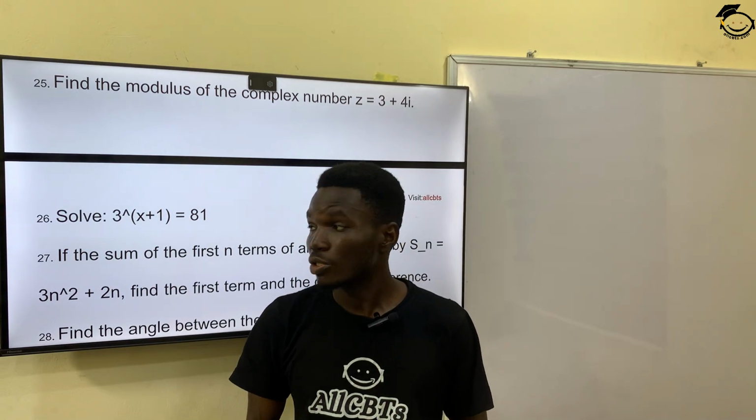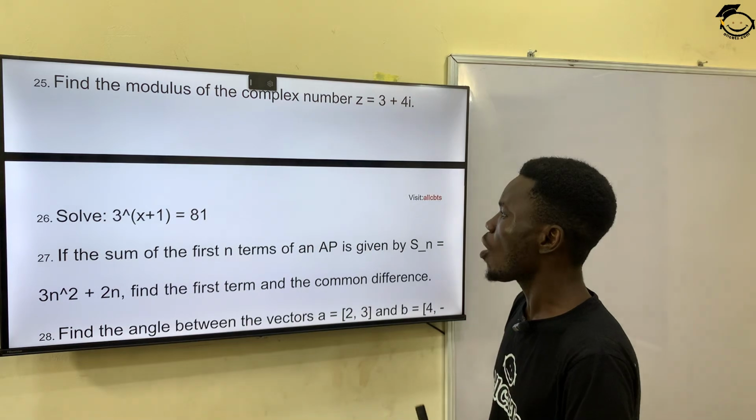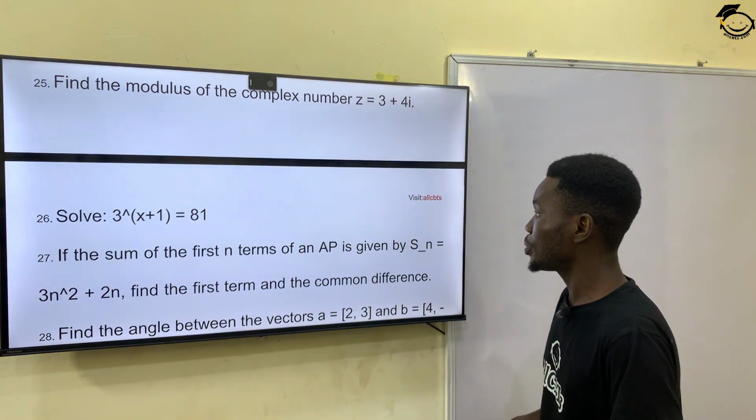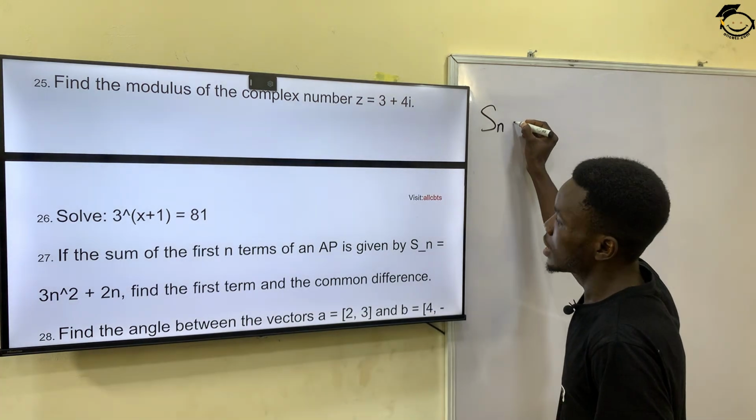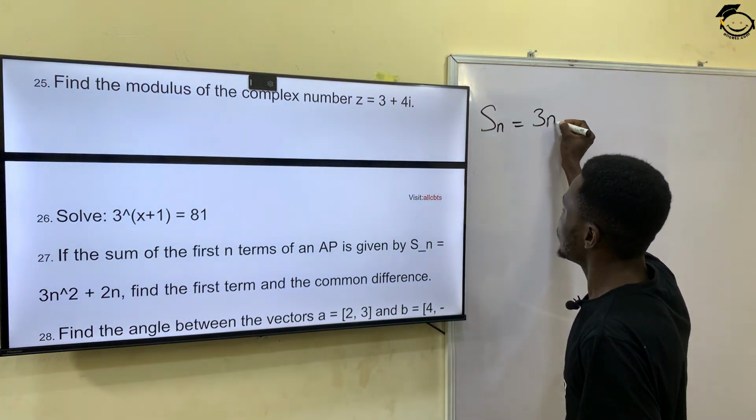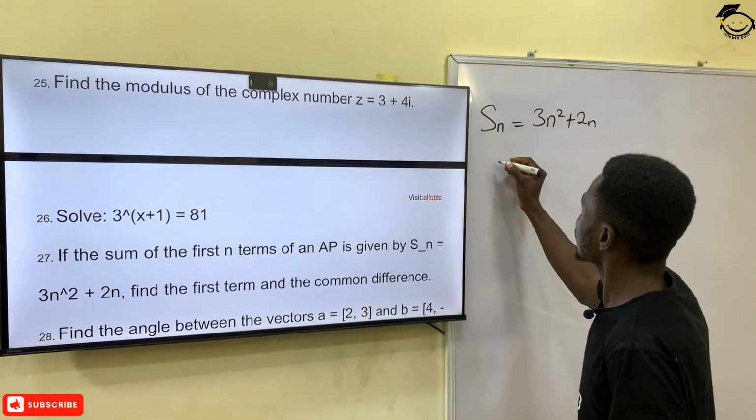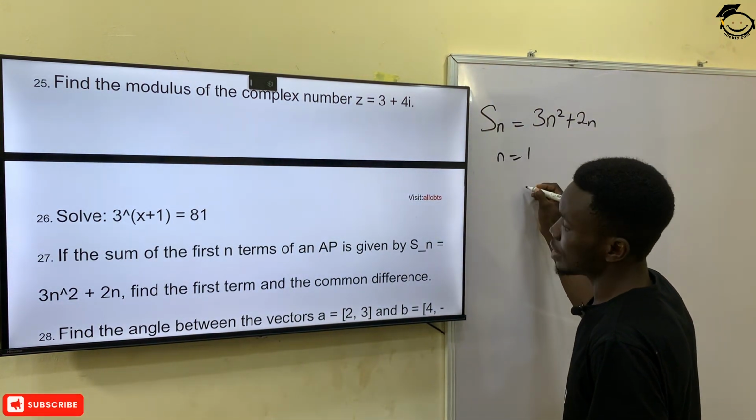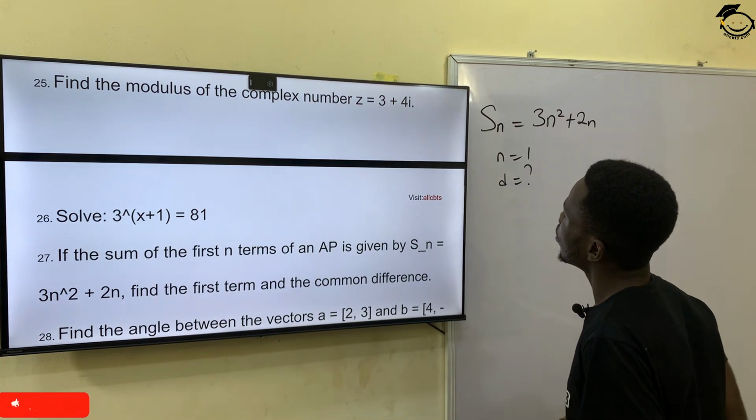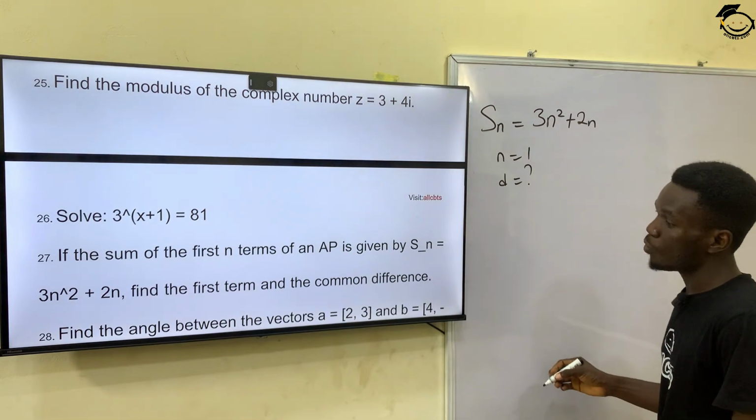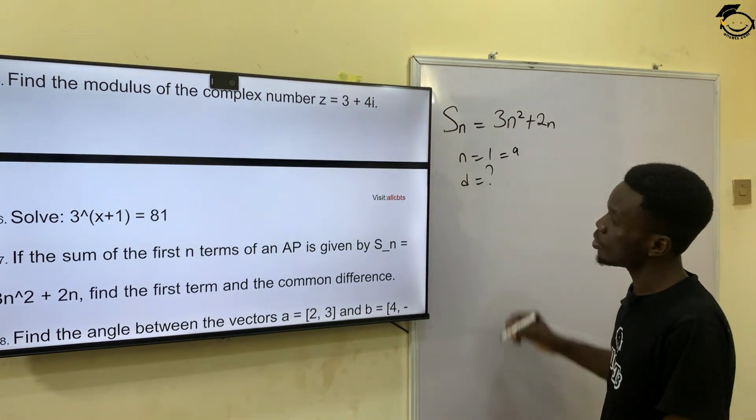That takes us to the next question, that's question number 27, which says, the sum of the first n terms of an AP is given as Sn is equal to 3n raised to power 2 plus 2n. Find the first term and the common difference. So we're looking for the first term, which is also equal to a, and we're looking for what? The common difference, D, which is also unknown.